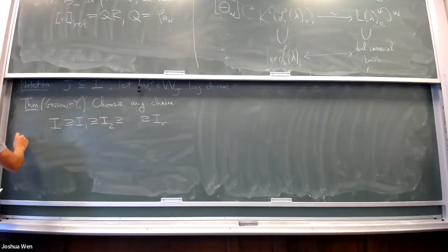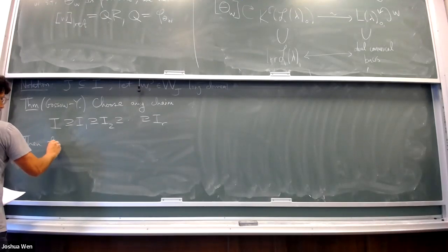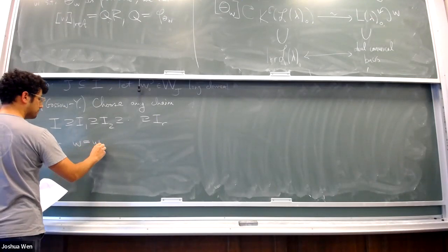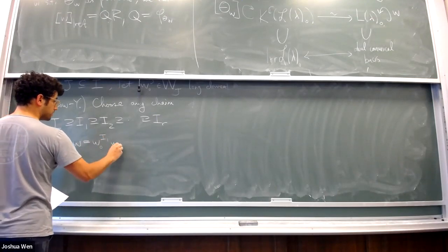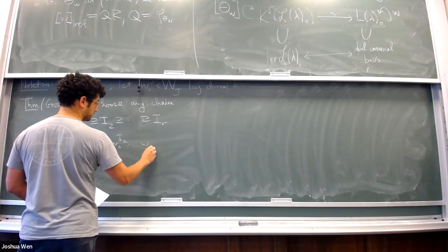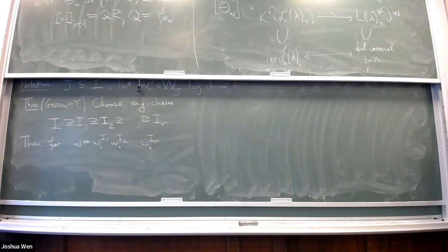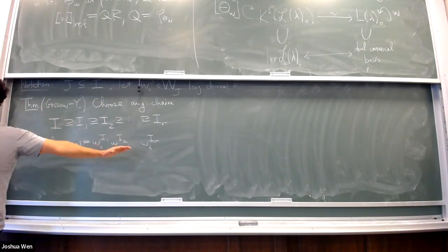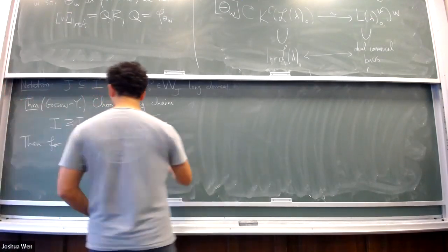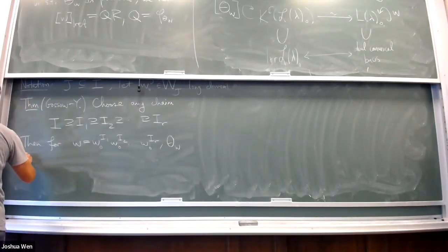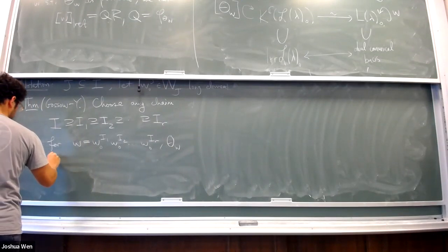Then what I'm going to do is consider the element W, which is the product of these corresponding long elements written in the correct order down the chain. And so I choose any chain of diagrams, and to such a chain I can associate an element of the Weyl group. And for each of these W's, theta W is a perverse equivalence.